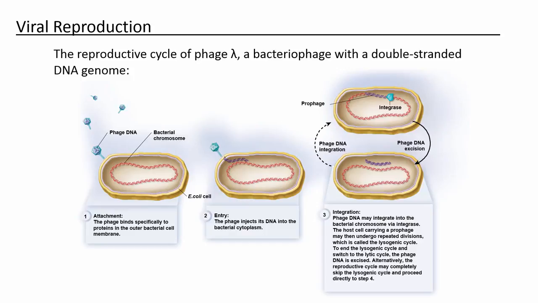Okay, and then the last step is release. In this case, the virus is released from the cell. And this is going to happen differently when you're talking about phage lambda and HIV. What we're going to see happens for phage lambda is that you actually have to destroy the bacterial cell. So the bacterial cell is going to break open, and that's going to release the virus for phage lambda.